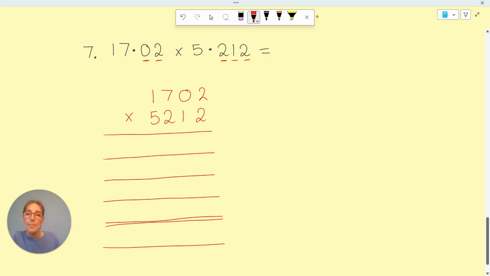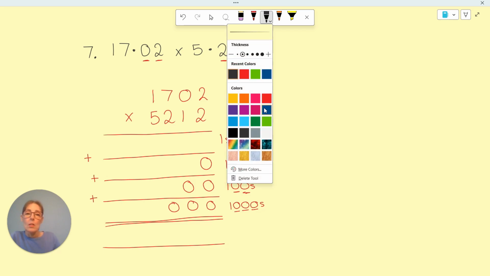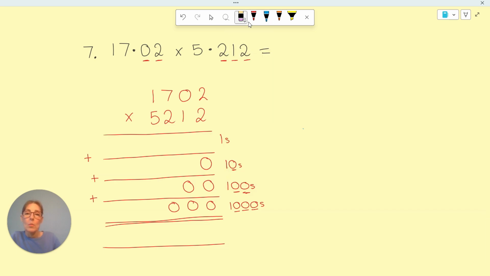Huge. Ones, tens, don't forget, underline it, pop it in. Hundreds, underline them, put them in. Thousands, underline them, put them in. Okay, and we're adding those all up. Okay, let's choose a contrasting colour. Blue, that'll work, won't it?